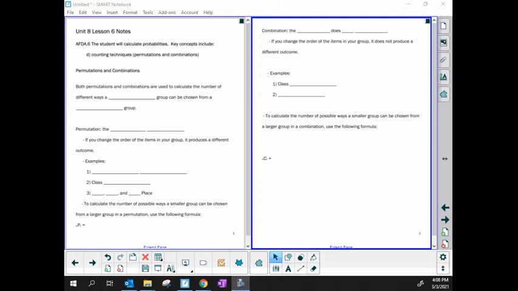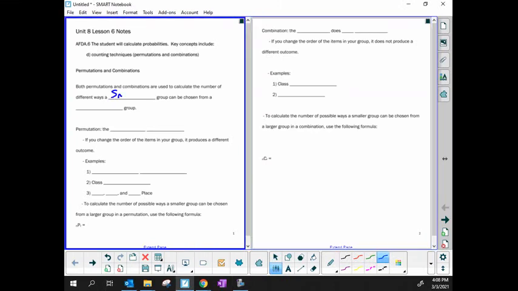Today we're going through the Unit 8 Lesson 6 notes where we talk about permutations and combinations. Both permutations and combinations are used to calculate the number of different ways that a smaller group can be chosen from a larger group. Okay? We're actually going to have a lot of word problems in this, but it's how many different ways a smaller group of objects can be chosen out of a larger group of objects.